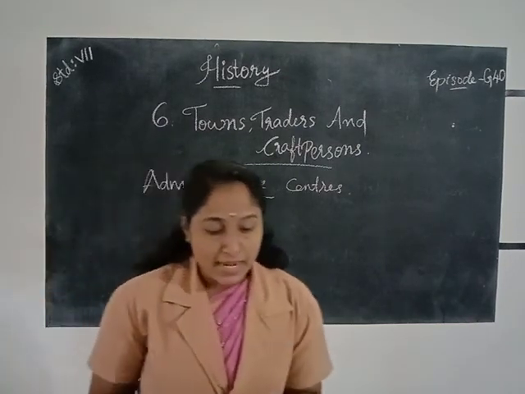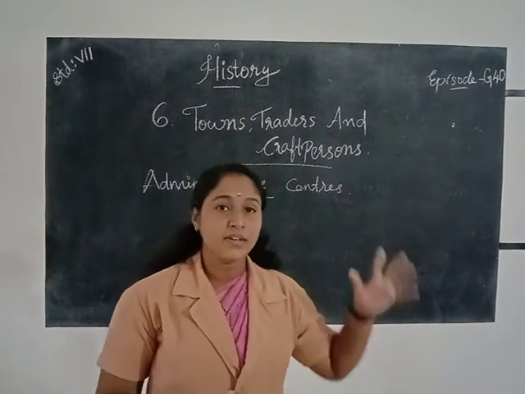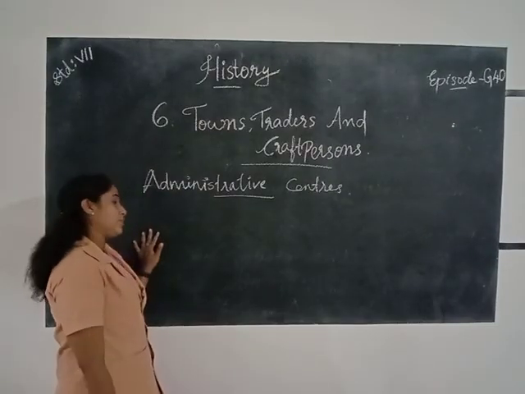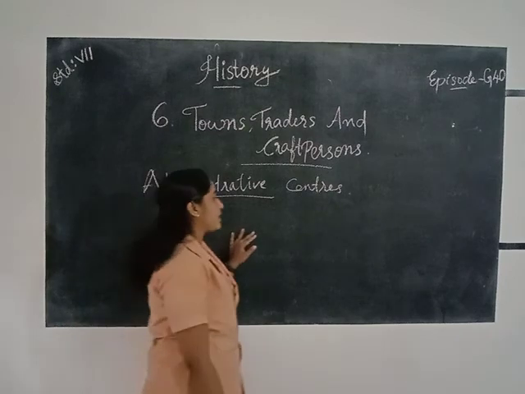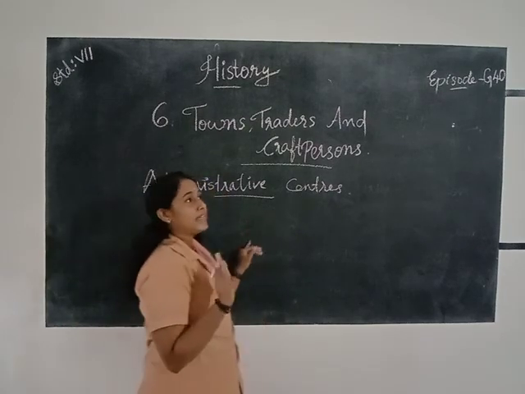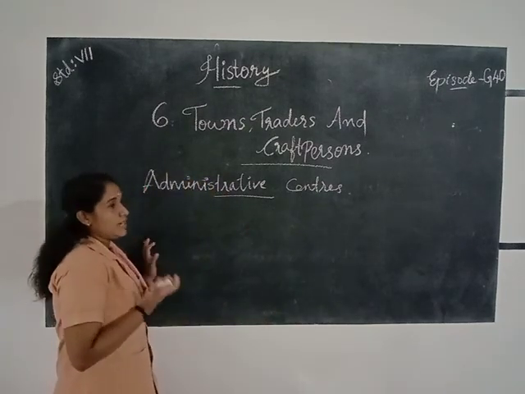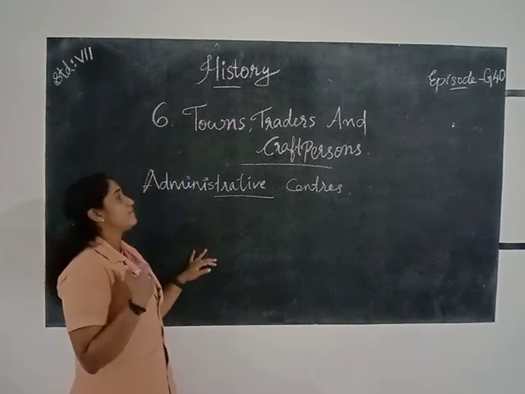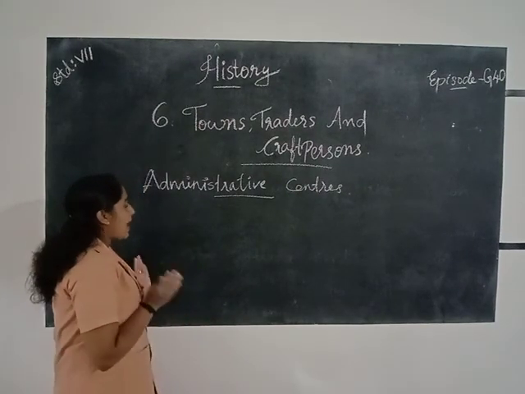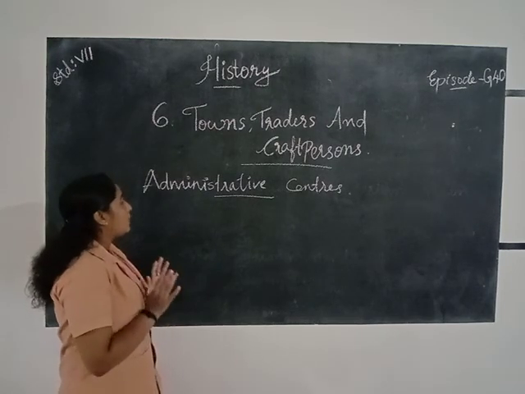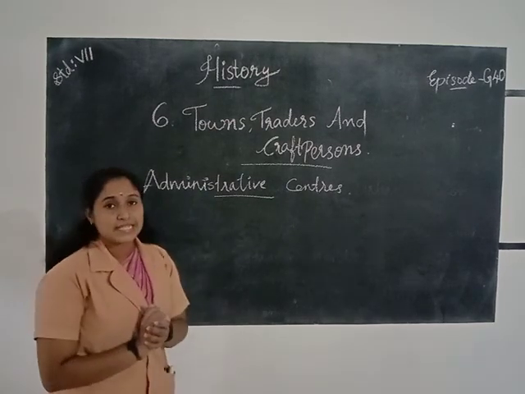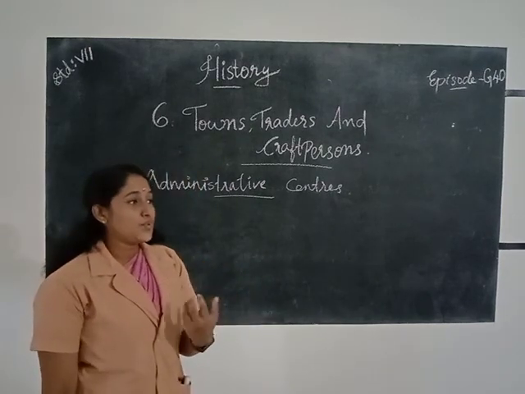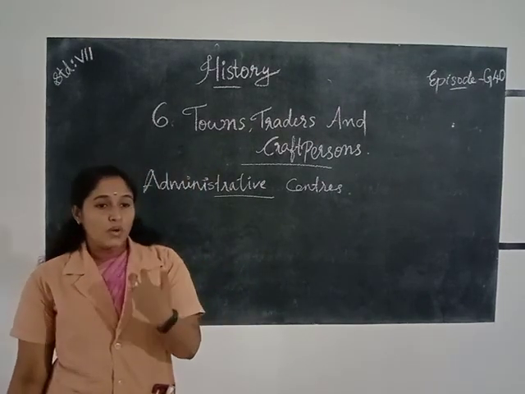So what do you mean by administrative? We know that under the rulership of a ruler, a king or kingdom, they wanted to protect their people and provide facilities for the people. So they have a proper administrative system. Because of that, it is easy for them to rule.